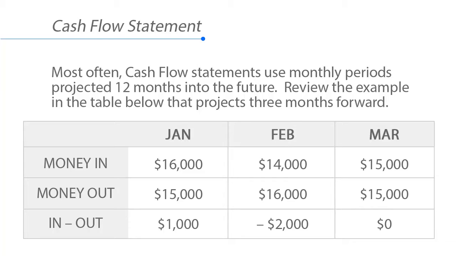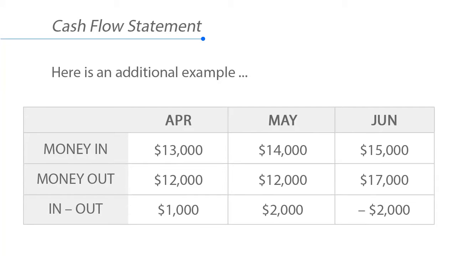In March, we have the same amount, $15,000 going in and out. So there's no change in cash position, 0. So January, we're up $1,000. February, we are down $2,000 for that month. And then March, we're break even. Here's another example.